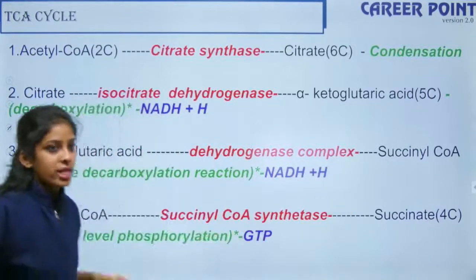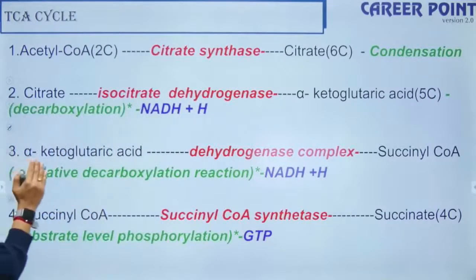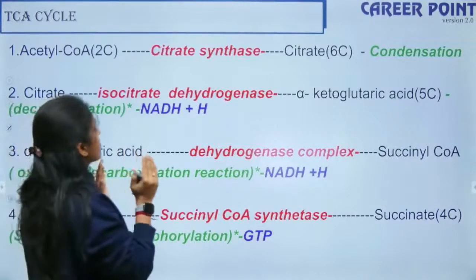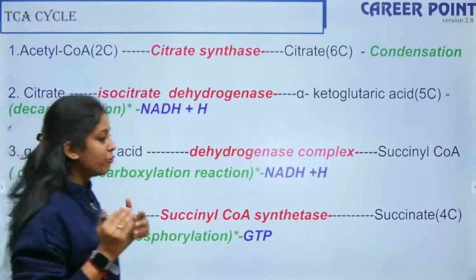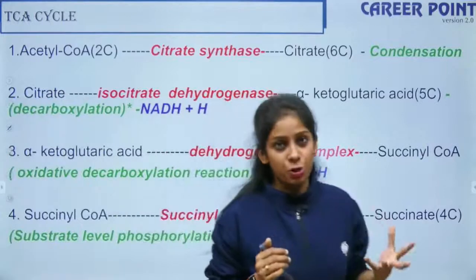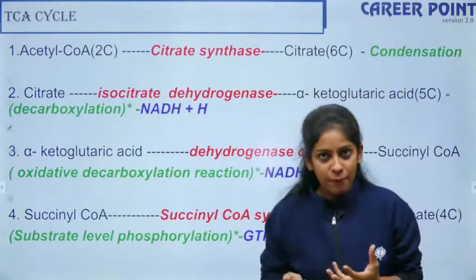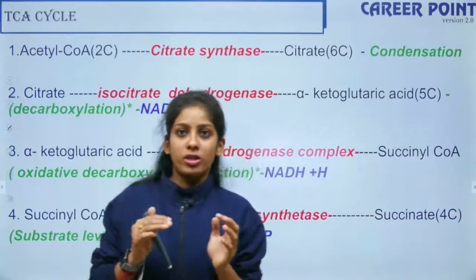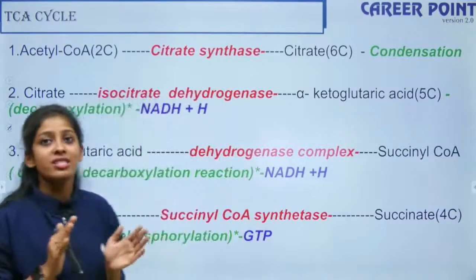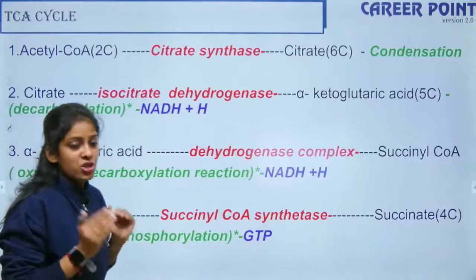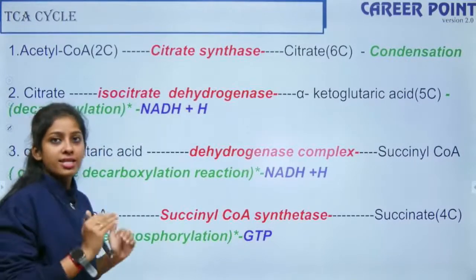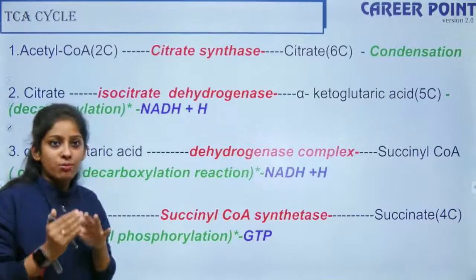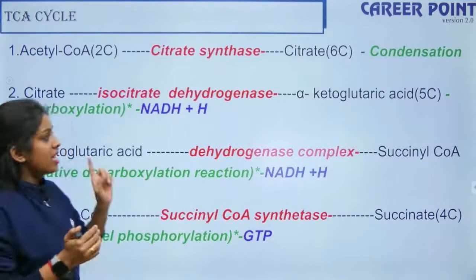So this acetyl-CoA from the link reaction enters, and in the presence of citrate synthase, it forms your stable product, that is citrate. Citrate is a 6-carbon molecule, and this is a type of condensation reaction. You know what condensation is. Here water is condensed to form the citrate. The CoA portion comes out and it becomes citrate. So that is the first step.